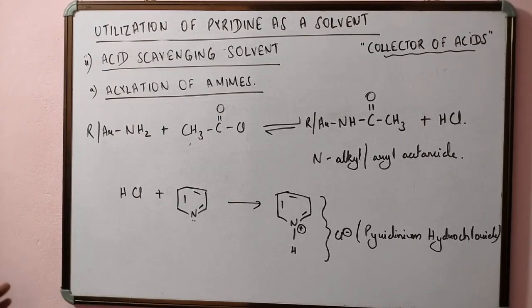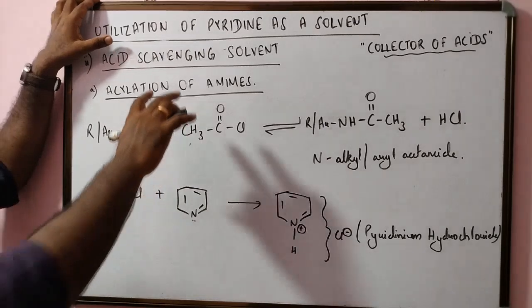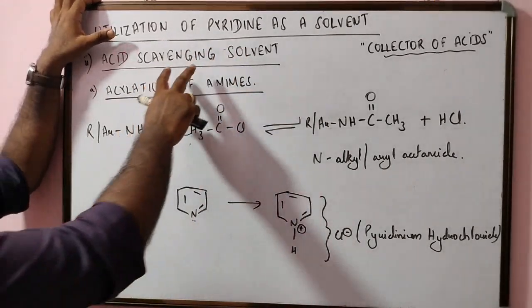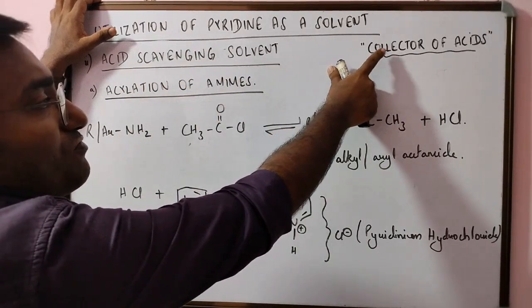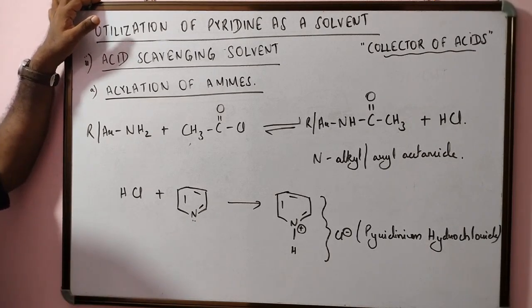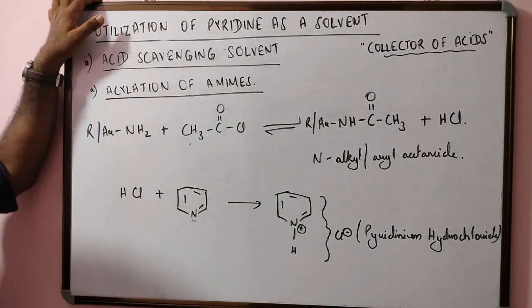Pyridine does not limit itself here. It also acts as an acid scavenging solvent. The term acid scavenger means collector of acids. An example in which the pyridine ring is used as an acid scavenger is the acylation of amine.